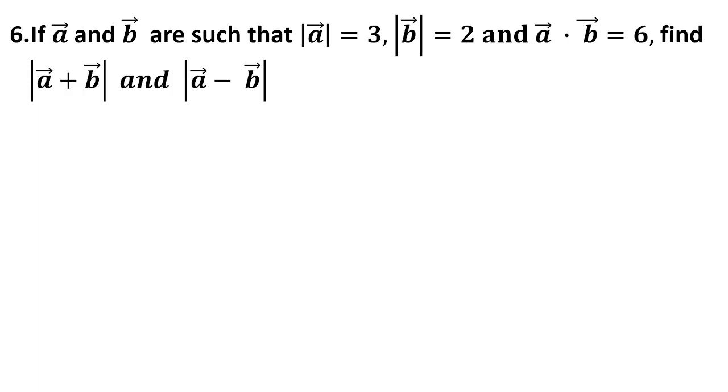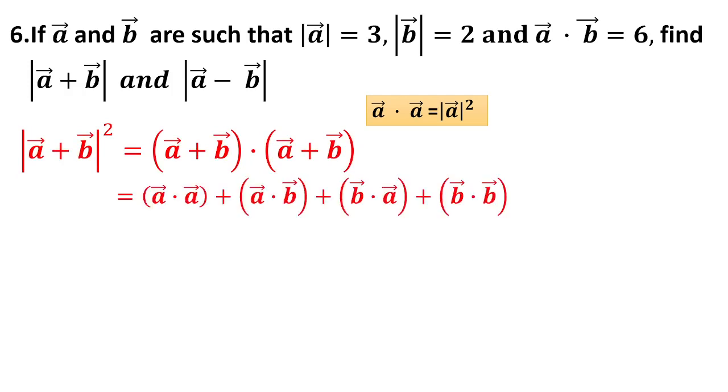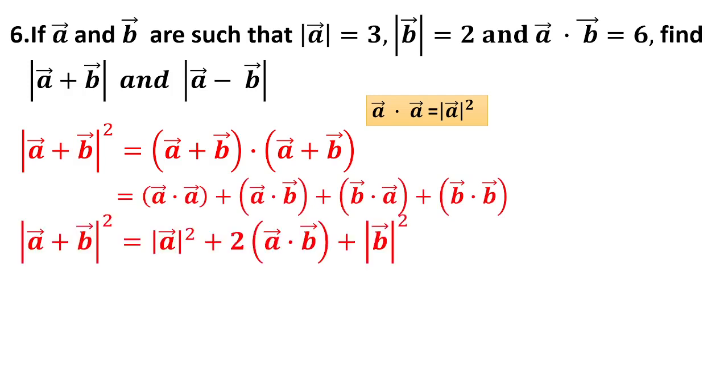Vector A and vector B are such that magnitude of vector A is 3, magnitude of vector B is 2, A dot B is 6. You have to find magnitude of A plus B and magnitude of A minus B. You know that A dot A is magnitude of A square. Using this, we are going to get both of them. What is magnitude of A plus B whole square now? A plus B dot A plus B. Expand. I have expanded. Dot product is commutative. Therefore, you will get magnitude of A square plus twice A dot B plus magnitude of B square.